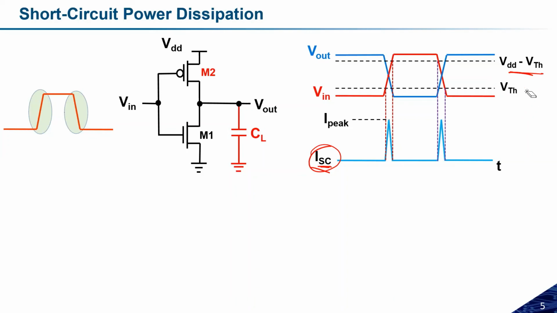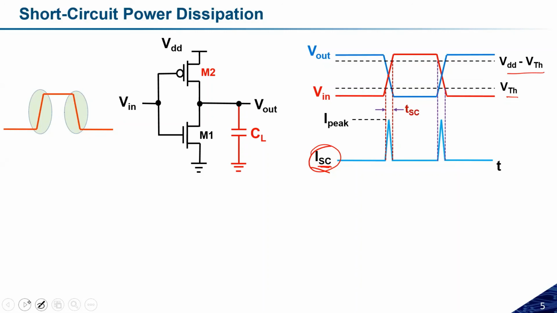So the condition for the saturation region can happen in between these. So the power dissipation, or the leakage or the short circuit current that we can observe, is between these two regions, VTH and VDD minus VTH. So this time is known as TSC.